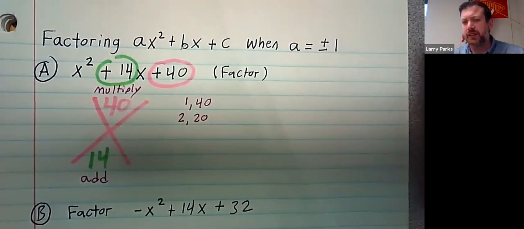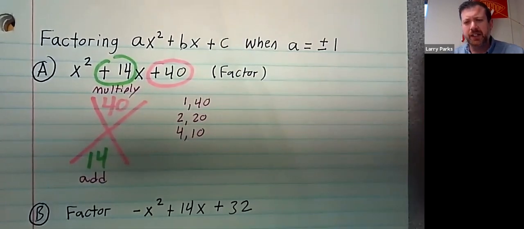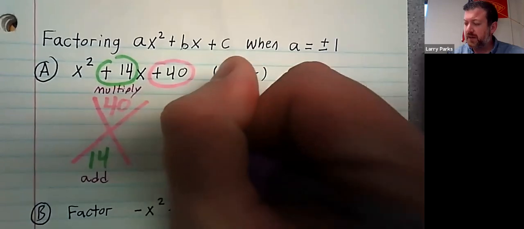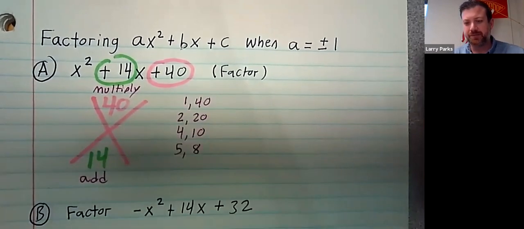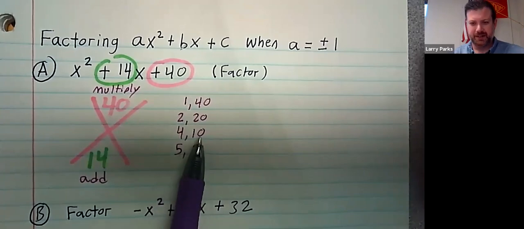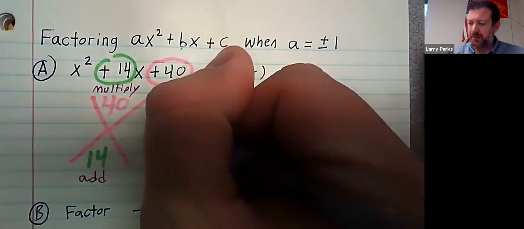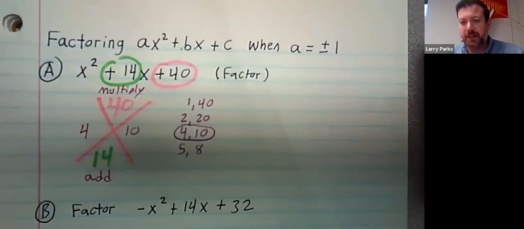3 does not go into 40. 4 and 10. 5 going to 40, yeah, 5 and 8. 6, no. 7, no. And then it repeats: 8, 10, 20, 40. So there's only one combination of those numbers that adds to 14. And I almost picked this one, but 8 plus 5 is 13. 10 plus 4, that would be your magical combination. So you'd put 4 and 10, or if you put 10 and 4, same thing.